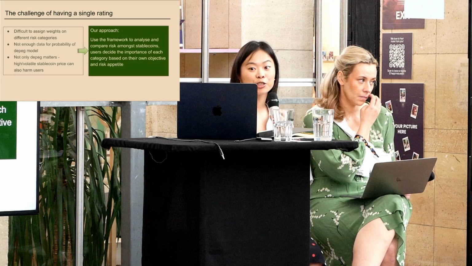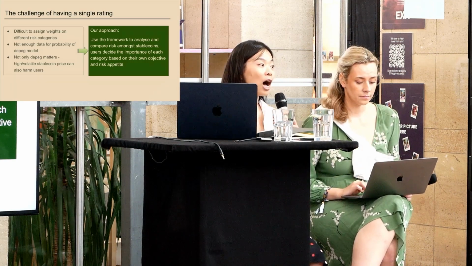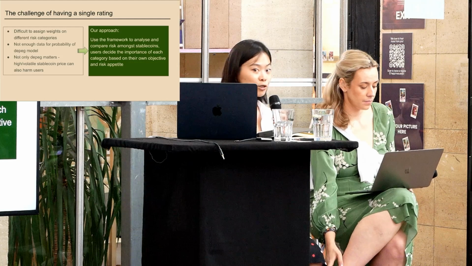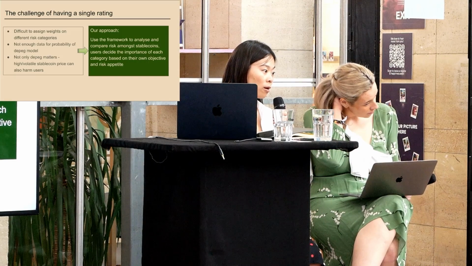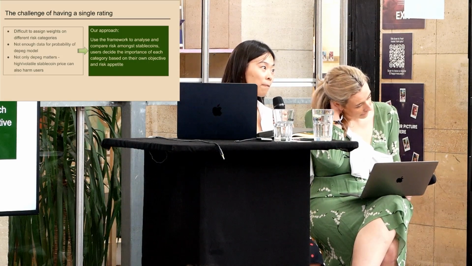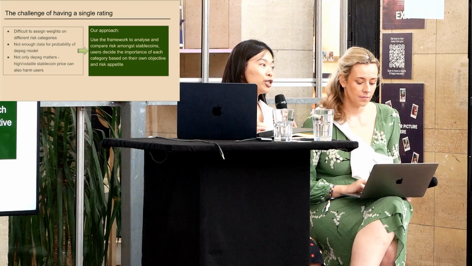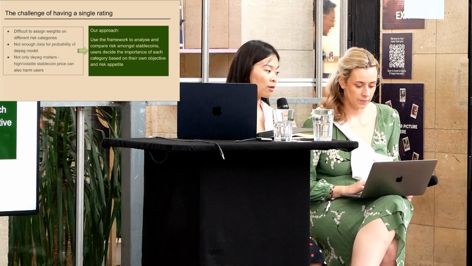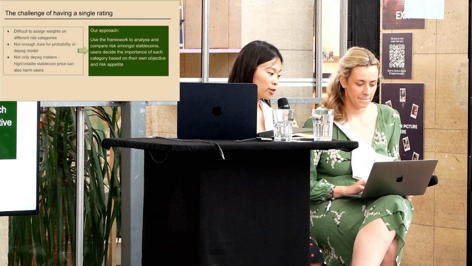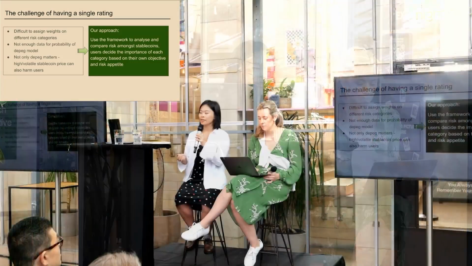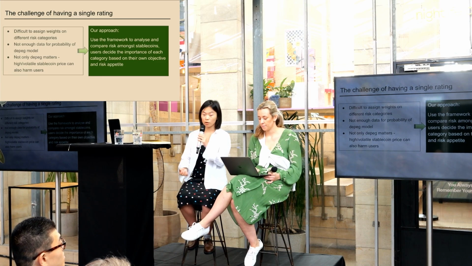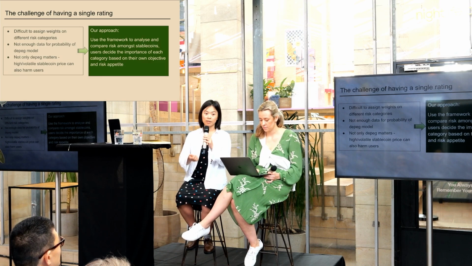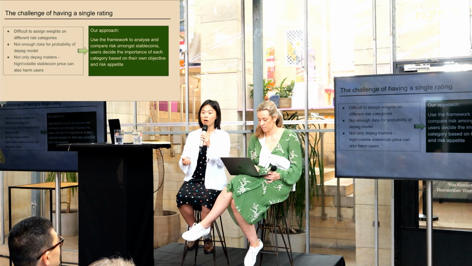Before that, the challenge of having a single rating: our framework is not going to produce a single rating because we believe it is not time yet. It can be misleading if the user is unaware of how the single rating is produced and what it represents. For example, it's difficult to assign weights to different risk categories because it is based on the person who creates the ratings and their objective.